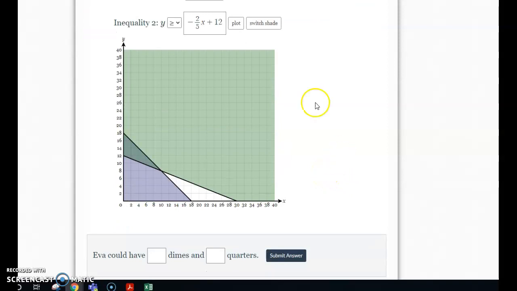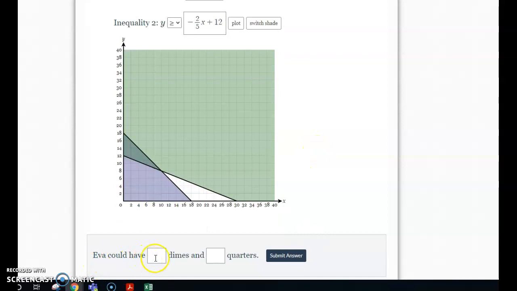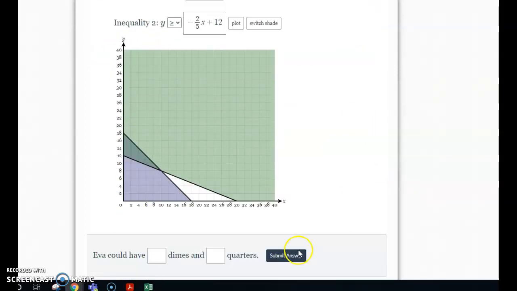And then when we look at our double shading, based on the question, it says Ava can have blank dimes and blank quarters. Well, we need to consider our dimes and quarters, and anything that falls within this region is going to be our solution. And remember, it said x dimes and y quarters, so our x represents our dimes and our y represents our quarters.